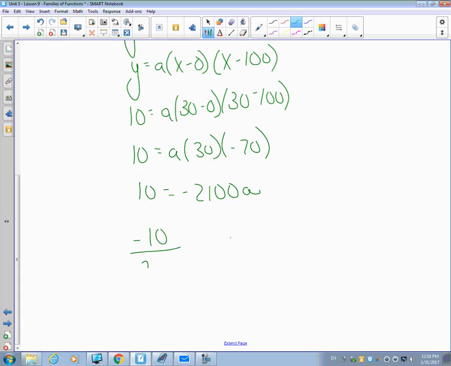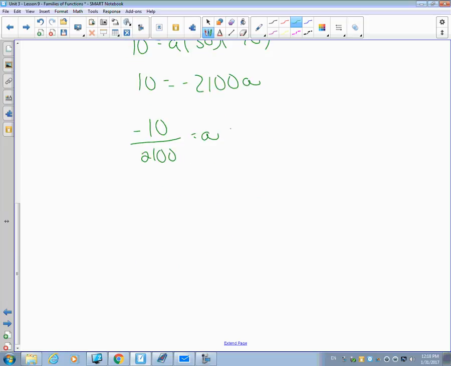Negative 10 over 2100 is A. Now, you can leave it as a fraction if you want. Nothing wrong with that. I'm going to use a fraction. Or if you want to change it to a decimal, you can, but try and keep it the exact decimal, because that's modeling our height. It's an important number. So our equation, let's get rid of one of the zeros. Just cancel 10 with a 10. x minus 0 and x minus 100.